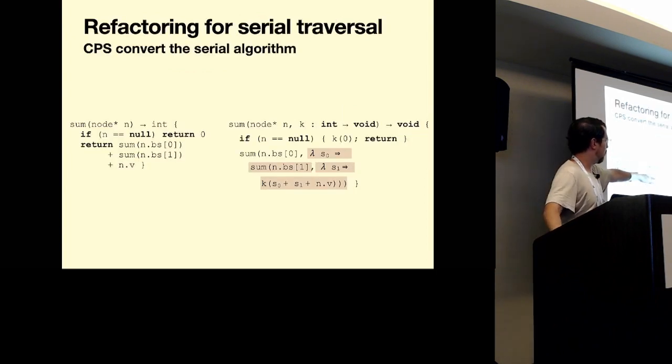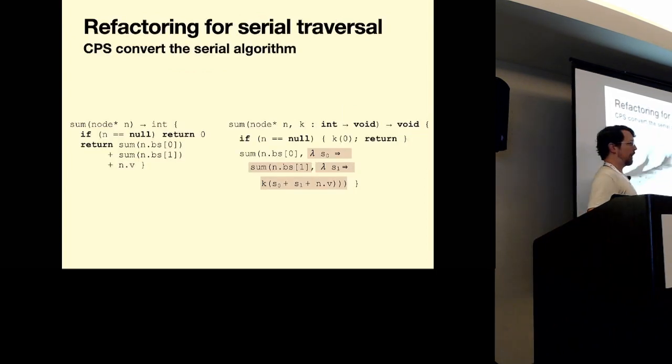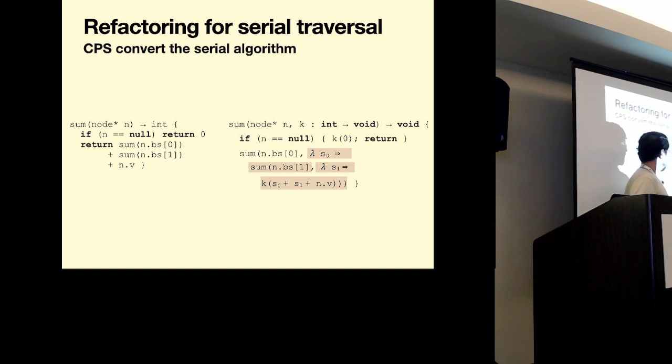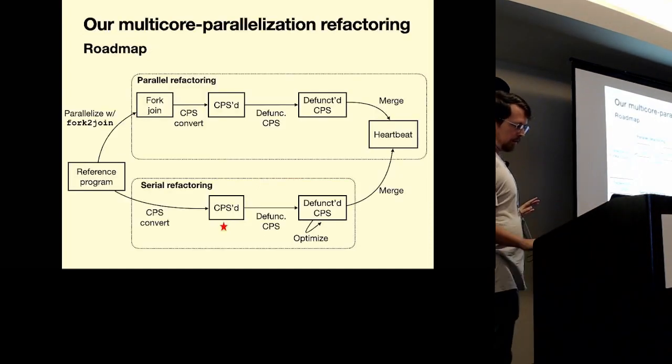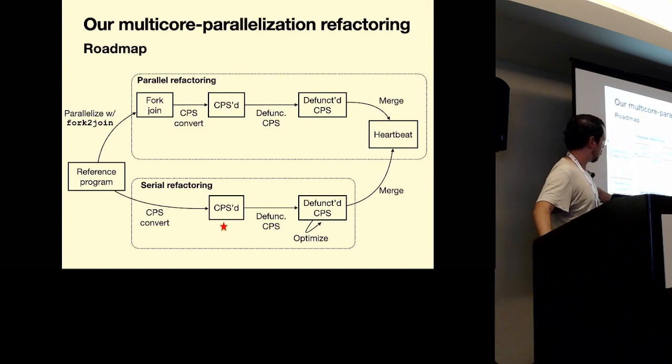It might be a little bit weird, but there are two continuations here, and only one in the parallel version, because here there's a little asymmetry: we're going to end up having to store this value in the second continuation. So anyways, it's just a minor difference. But okay, so we've CPS converted.